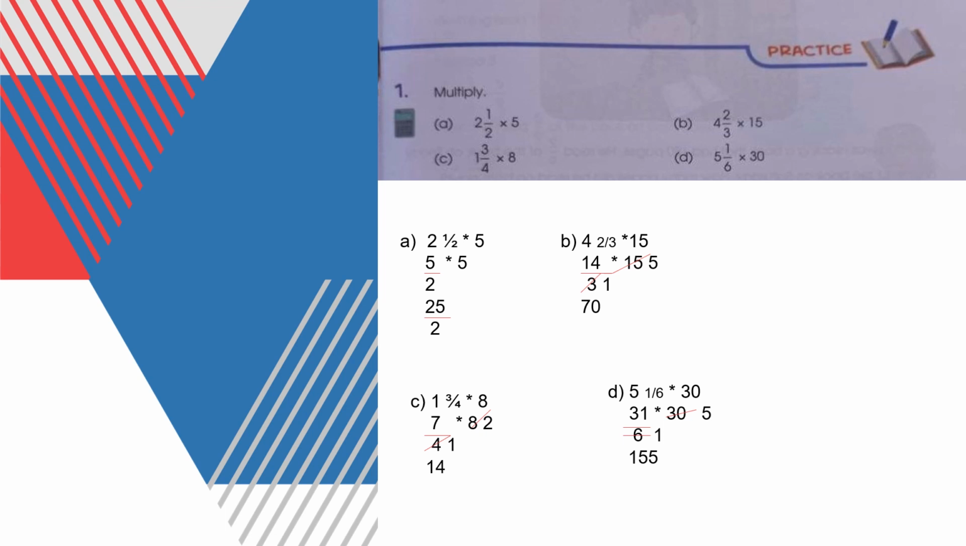For part C, we have 1 whole number 3 over 4 multiplied by 8. So 1 whole number 3 over 4 is equals to 7 over 4 multiplied by 8, and 4 and 8 can cancel out with each other, so we have 7 multiplied by 2, which is equals to 14. And part D, we have 5 whole number 1 over 6 multiplied by 30. So we have 31 divided by 6 multiplied by 30, and 6 and 30 can cancel out with each other, so we have 31 multiplied by 5, and it is equals to 155, which is our answer.